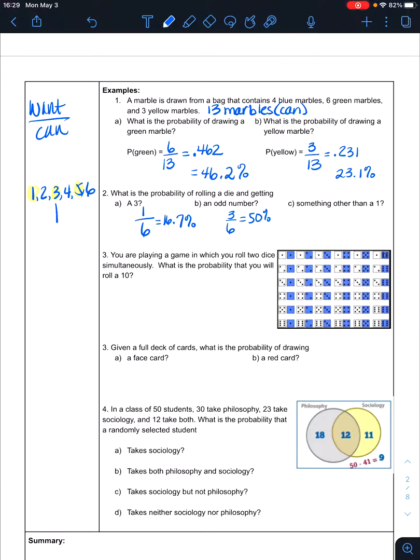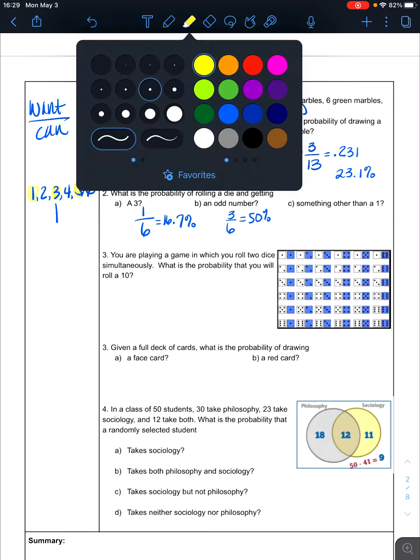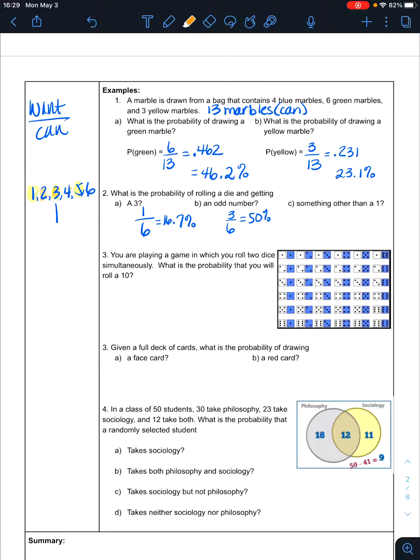Something other than a 1. So I want to pick anything other than a 1. Well, I could do a 2, a 3, a 4, a 5, or a 6. So there are 5 numbers that are something other than a 1. 5 make me happy out of the 6 things that can happen. And so that is 83.3%. So you'll answer depending on how you are told to answer and watch for your rounding errors.